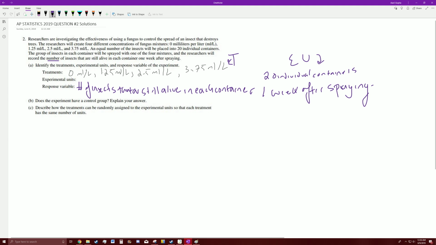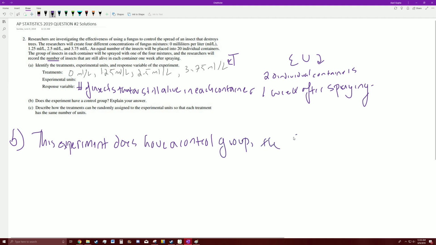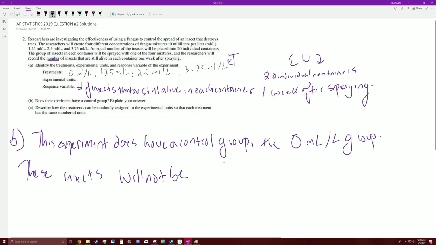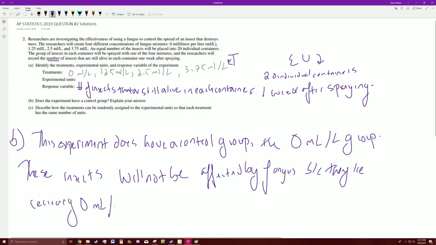Okay, now part B of this question asks if the experiment has a control group. So you can say this experiment does have a control group. The 0 ml per liter group. These insects will not be affected by fungus because they are receiving 0 milliliters per liter.